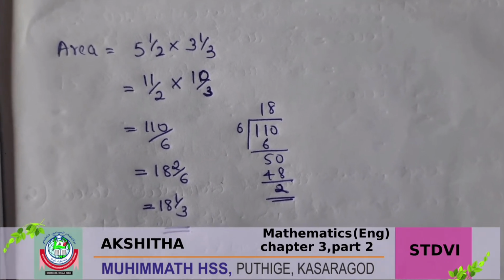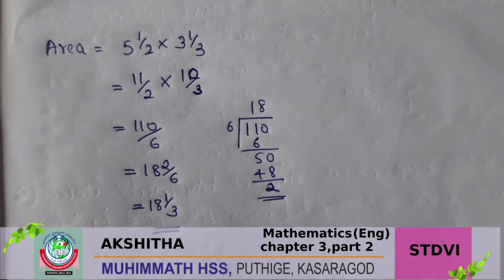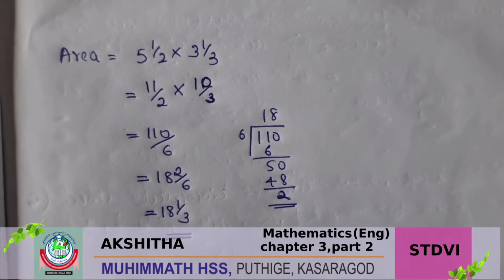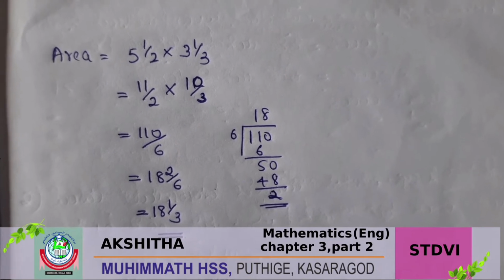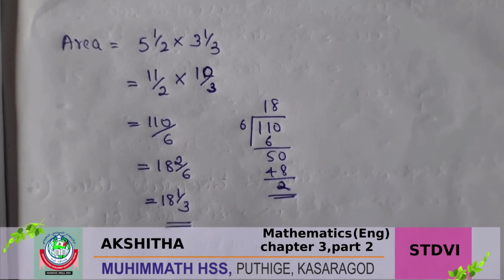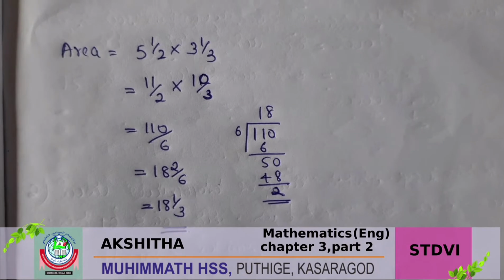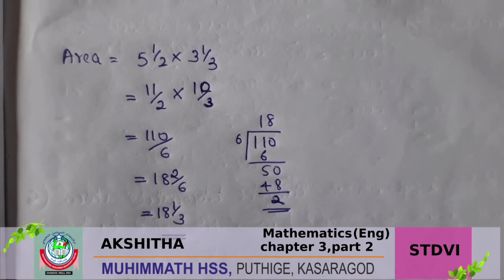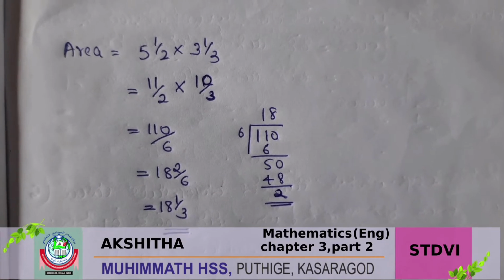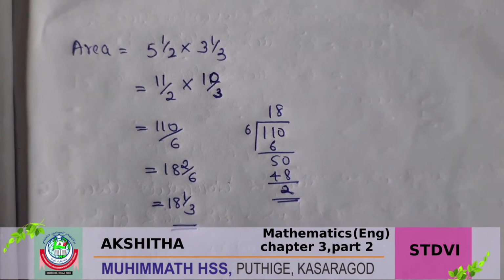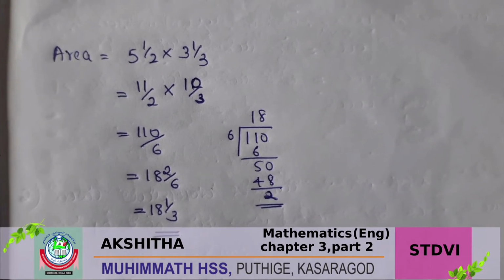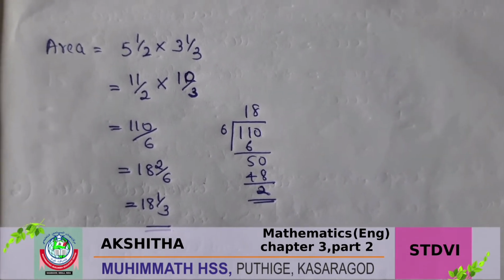The quotient we should write as the answer. Next, the remainder we should write as numerator, 2. Next, the divisor we write as denominator, 6. 2 by 6. What is the smaller fraction? Smaller fraction of 2 by 6 is 1 by 3. So area we can find like this. 5 and half into 3 1 by 3 is equal to 18 1 by 3.